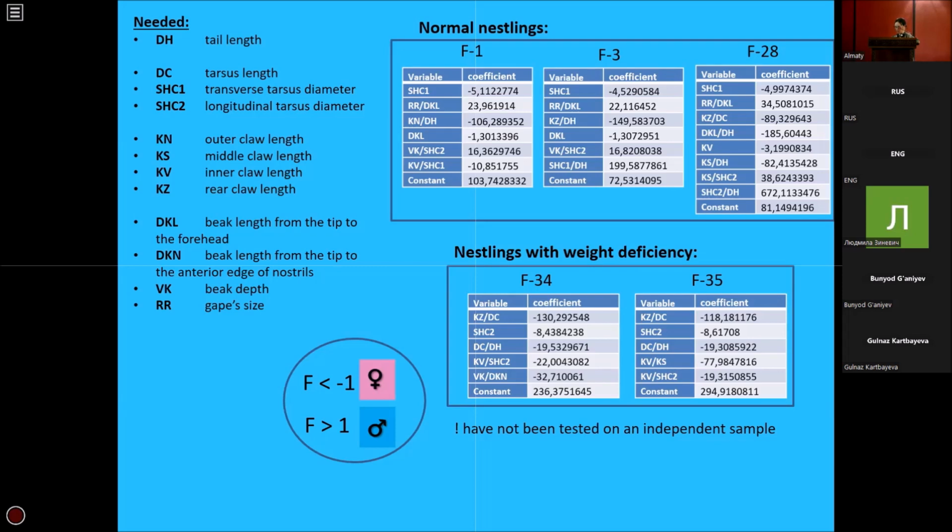The easiest way is, of course, to take an Excel table, write down the formulas, and just put in the values, and the program will immediately calculate all 5 formulas. But since we used samples from the Altai-Sayan population, our formula may not be suitable for sexing in another steppe eagle population. It would be interesting to test the formula in more western steppe eagles.